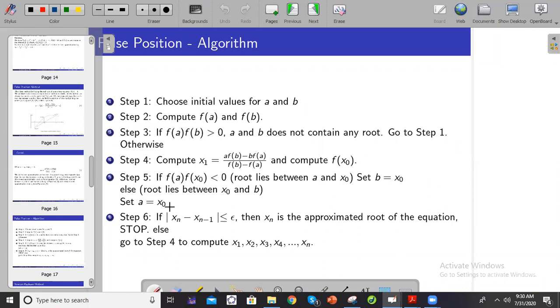We repeat our process until the absolute difference between our last approximate solution and the second last approximate solution is less than or equal to our pre-specified error. We call it epsilon. Then xn, our last approximate solution, is the required root. यो अल्गोरिदम हो. तिमीले हाम्रो सफ्टवेयरमा म्याटल्याबमा प्रोग्रामिङ बनाउने बेलामा यो लजिक लगाउन सक्छौ.